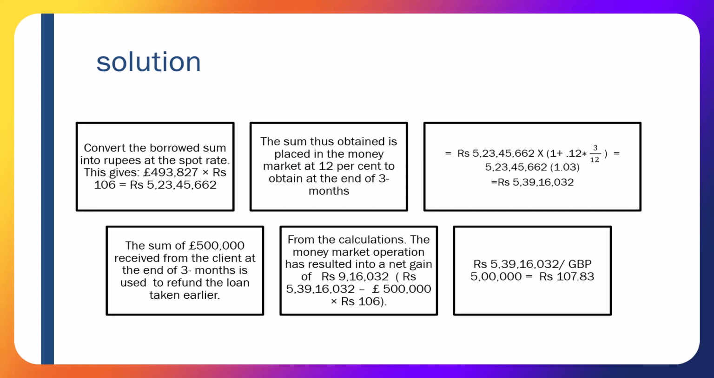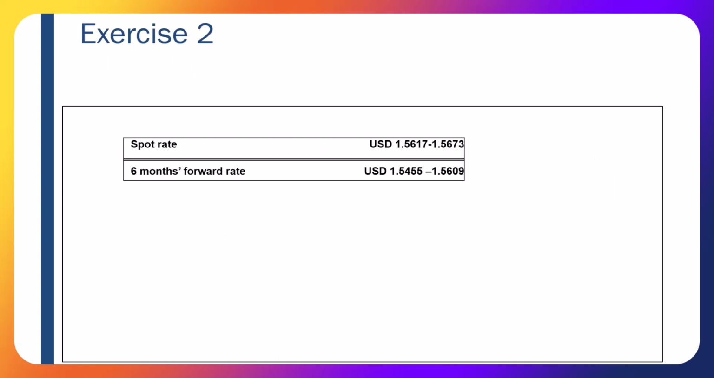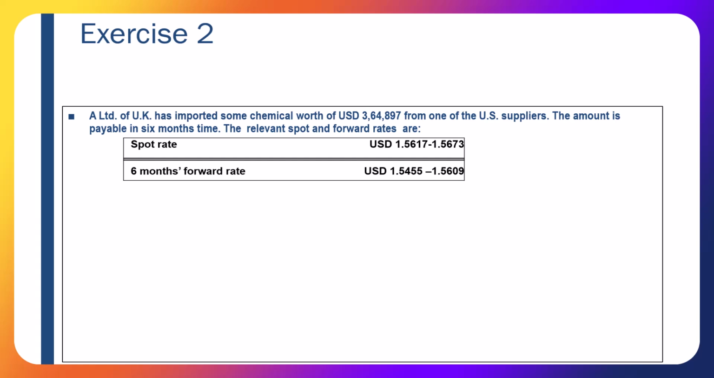Okay, so there is a company, A Limited of UK has imported some chemicals worth US dollar $3,64,897. इतने डॉलर का उन्होंने chemicals. This is the last question we are doing, okay? Fine. And then some question answer, then we'll be closing it. From one of the US suppliers. This amount payable in 6 months' time. The relevant spot rates and forward rates are given to you.